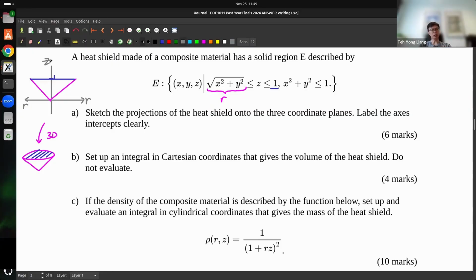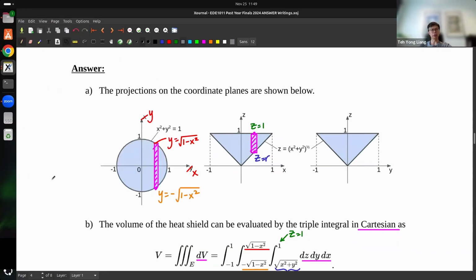Then obviously this is the so-called top view of the cone. If you look at this cone from the top, you just see a circle, you just see a disk. So therefore the disk is the unit disk, and if you project onto the xy plane, you see the unit disk.